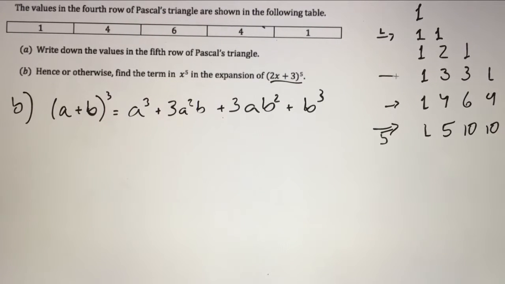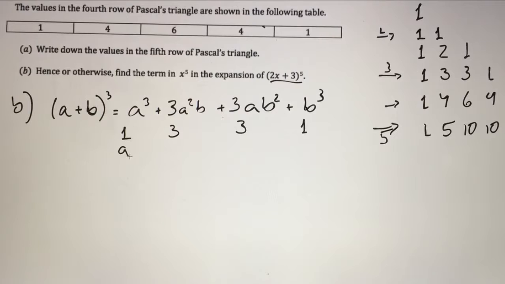Notice, first of all, that the coefficients are going to be the same as the coefficients for the third row. So I can see 1, 3, 3, and 1. Also, the first term starts at the maximum exponent, a to the third, and it goes to a to the first, and it goes all the way to 0 for the exponent. Whereas the second term starts at 0, and then it goes all the way to 3.